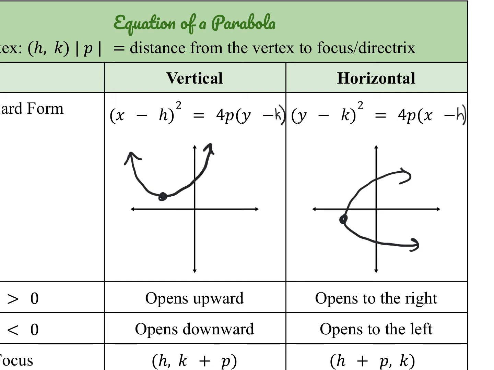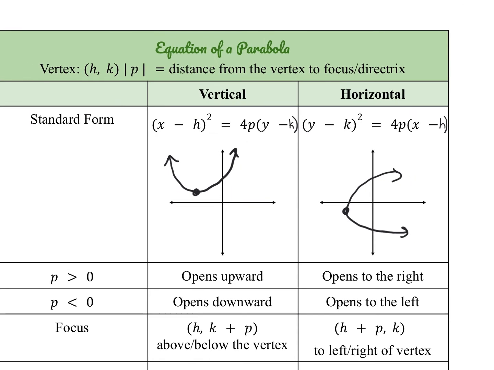So the standard form, you have (x minus h) squared equals 4p times (y minus k), so you would want to factor out any coefficient here. And notice this says 4p, so you can take whatever the value is here, set it equal to 4p, and that allows you to solve for p.